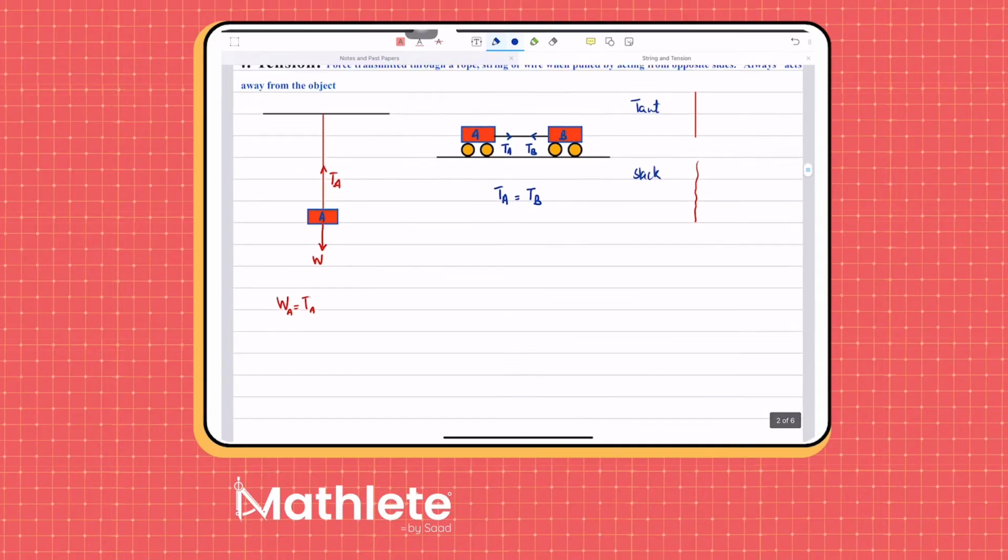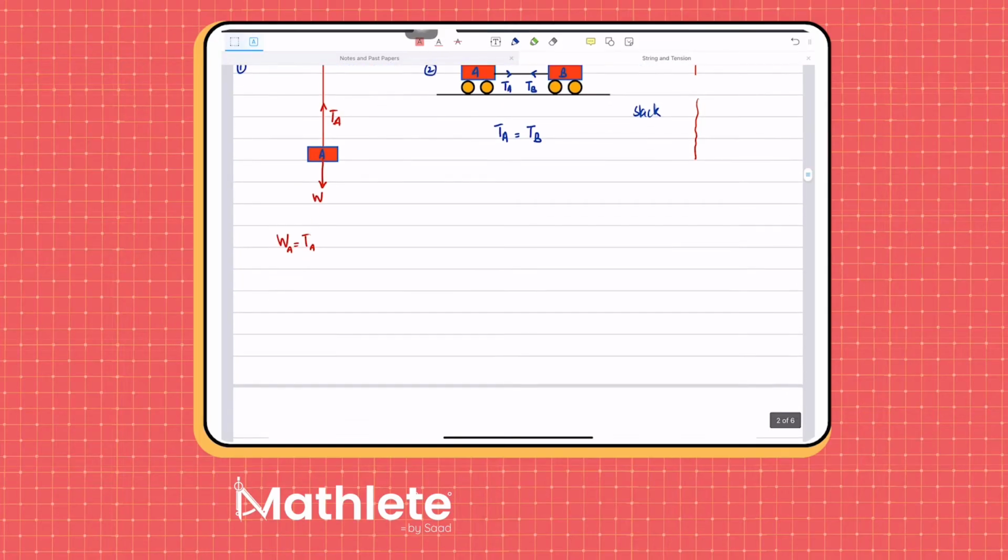All right, now there is another possibility. So here's case 1, here's case 2, and then there is case 3.